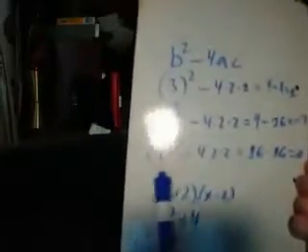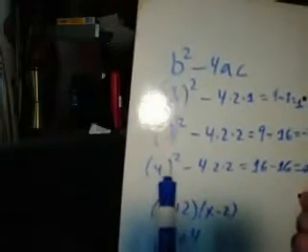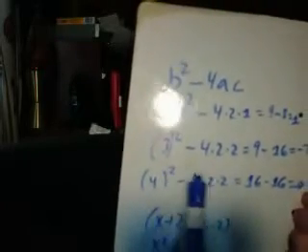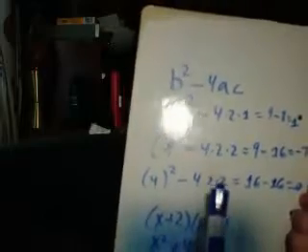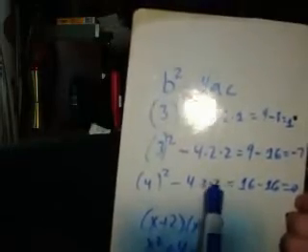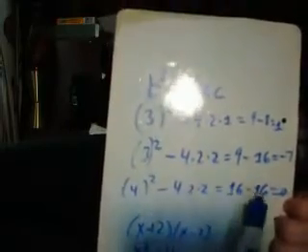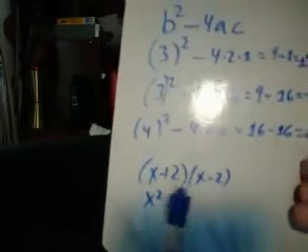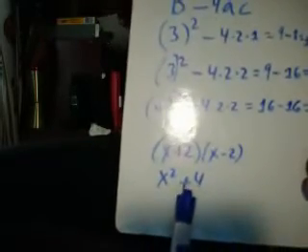Now, let's say that your b is 4. 4 squared is 16. Well, 4 times 2 times 2 is 16. So, 16 minus 16 is 0. That means that there will be only one root coming out of that polynomial equation. And that's your determinant. All right.